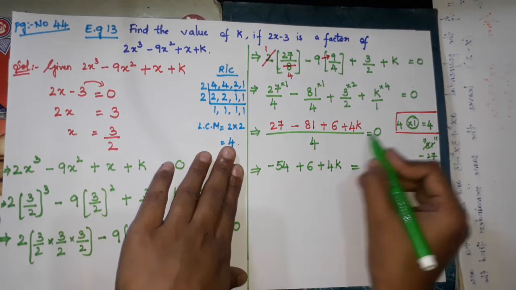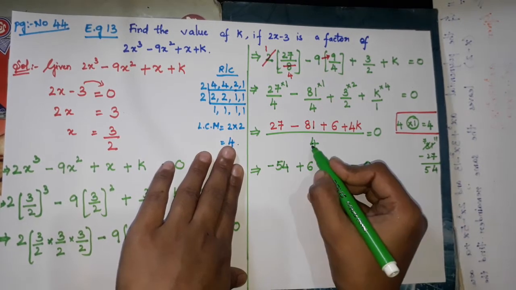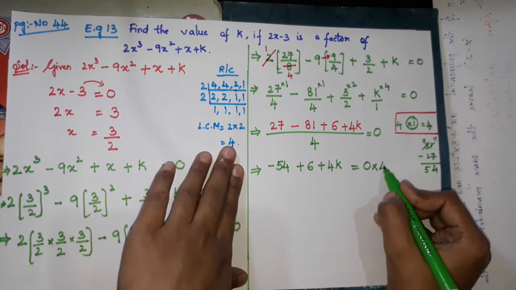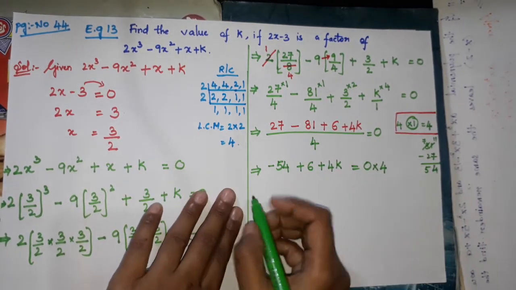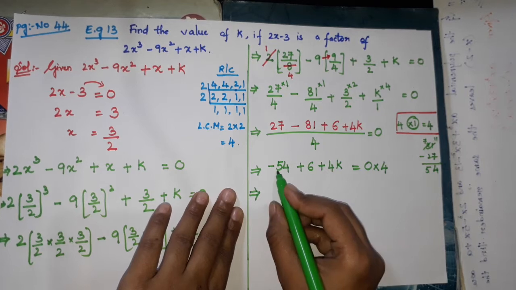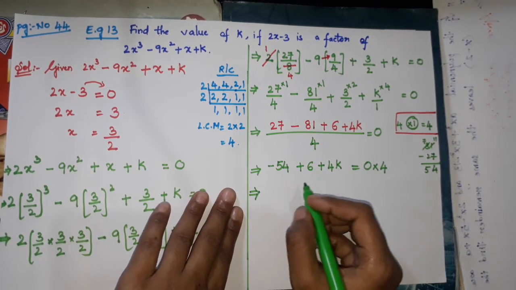Now send this 4 to that side. 0 into 4, when I send it that side, it will be multiplied. Okay, as it is divided, when I send that side, it will be multiplied. Now, minus 54 plus 6 will be what?